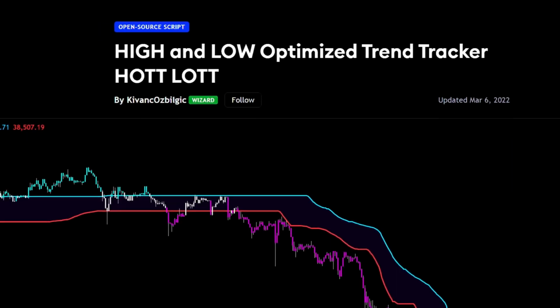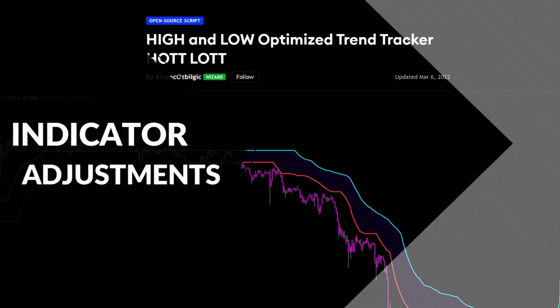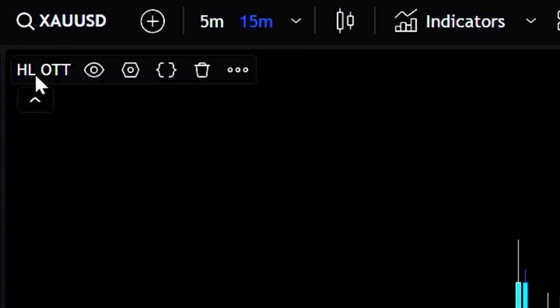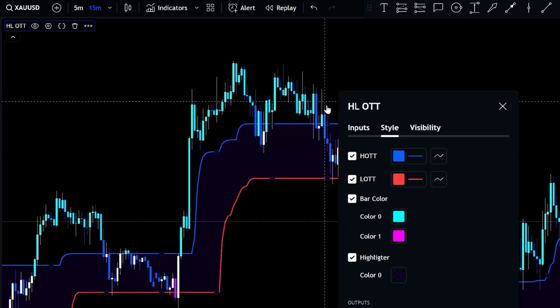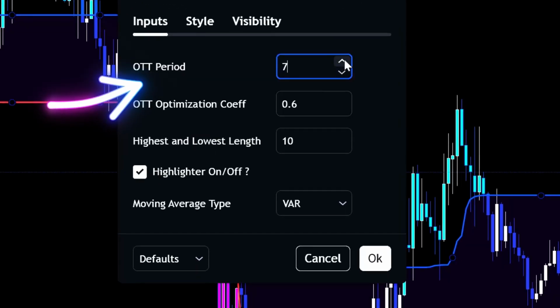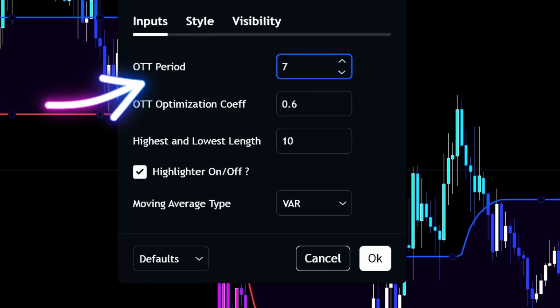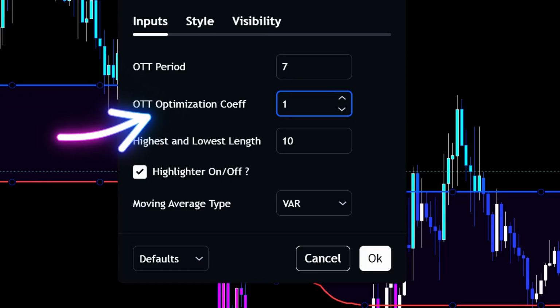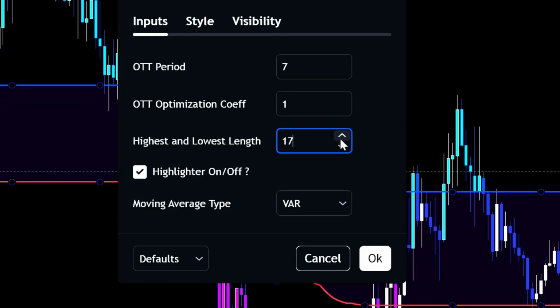To fully harness the power of the HLOTT indicator, we'll need to make a few modifications. In the settings window, under the input section, please change the OTT period to 7. Next, adjust the OTT optimization to 1. Then set the highest and lowest length options to 21.